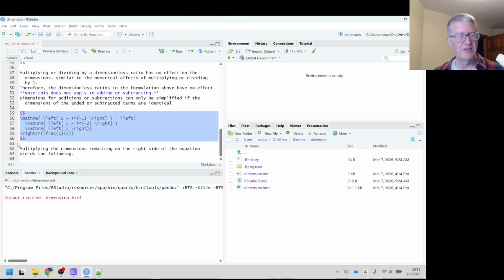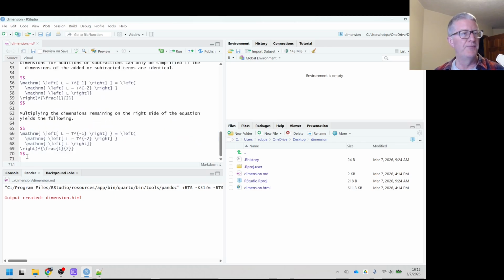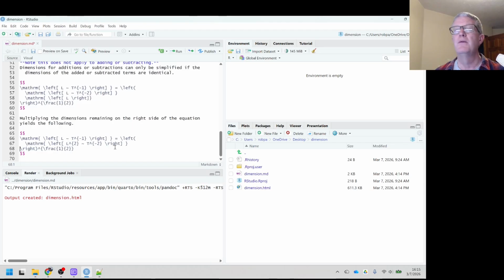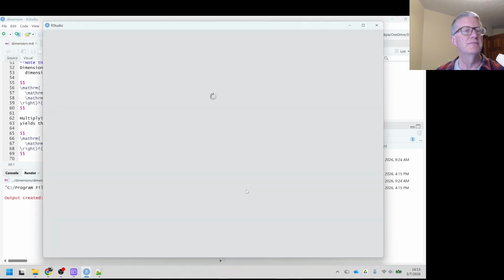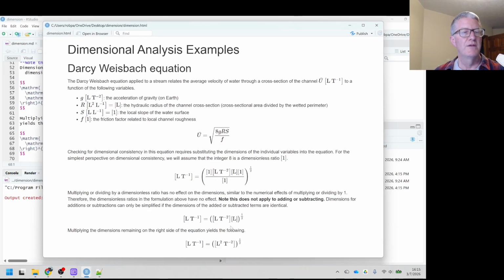So again, I can start with my original equation, and I can show that this length can just be accommodated by making this a length squared. And let's see what that looks like in our preview. So algebraically, when we multiply a length per time squared times a length, we end up with a length squared per time squared.